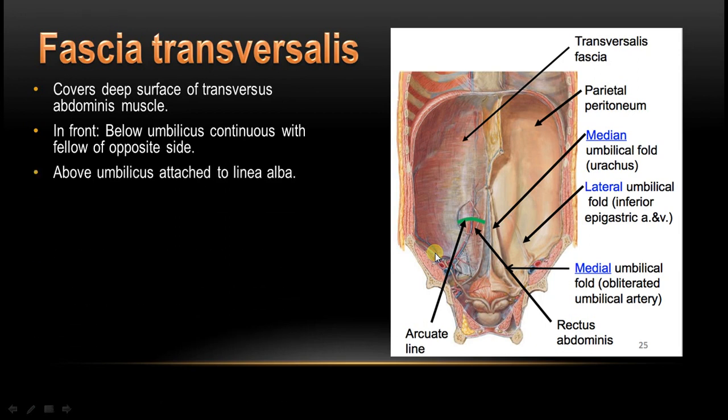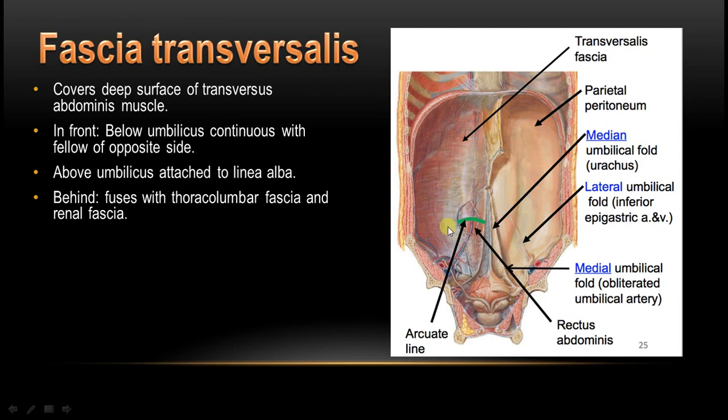The details of the deep inguinal ring, we will again come to in the inguinal region while we deal with the inguinal canal. Then above the umbilicus, it is attached to the linea alba. So, the fascia transversalis is attached to the linea alba. It is something like an endothoracic fascia which we see in the thoracic wall. This is the endo-abdominal fascia, the fascia transversalis.